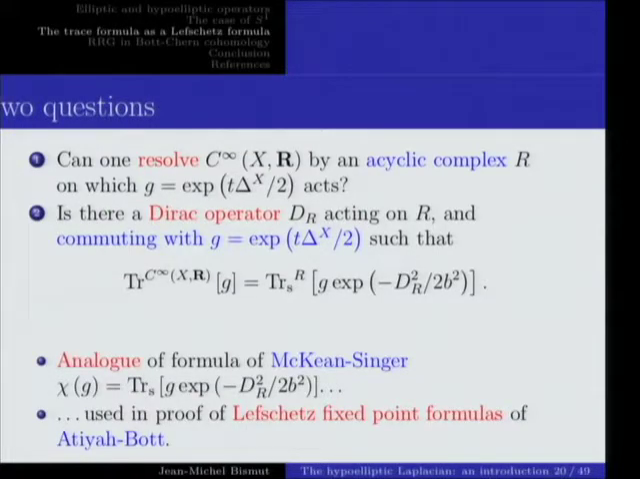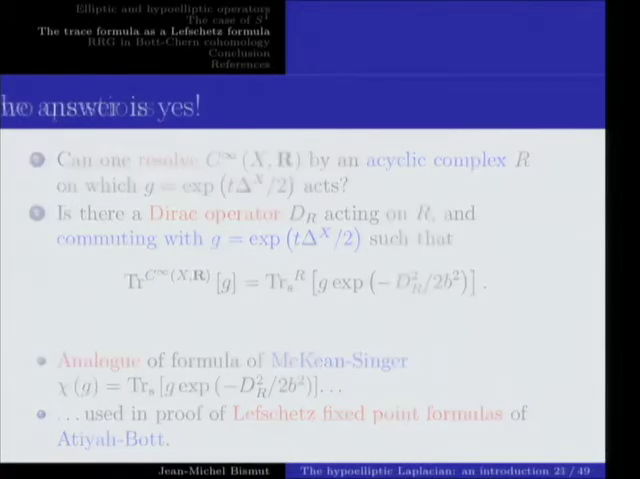This equality would be the strict analog of the formula of McKean and Singer, which is used in the proof of the index theorem and, more generally, of the Lefschetz fixed point formula of Atiyah and Bott. Of course, the main point is that since the original cohomology is already infinite dimensional, this operator D_R will be a sort of second quantized Dirac operator. And this is exactly what eventually we will be able to do later on.